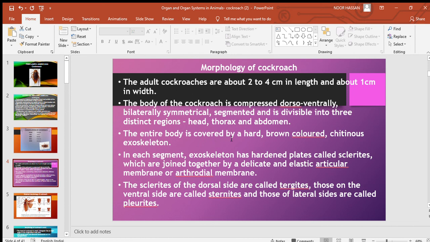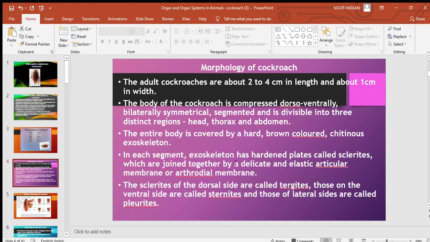The entire body is covered by a hard brown colored chitinous exoskeleton. So it's an invertebrate, and it has no endoskeleton. In order to cover the delicate or soft parts of the body, it has got an exoskeleton. Actually, this exoskeleton is made of hardened plates which are called sclerites.